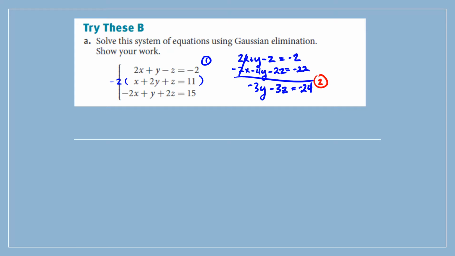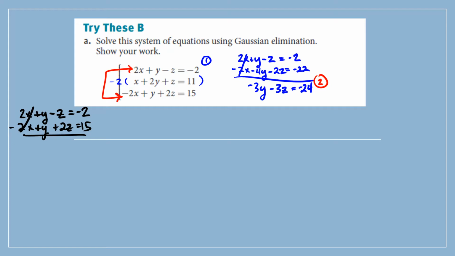Now I'm supposed to use the first one and the third one and eliminate x. You can see that those are already going to eliminate if I just stack them up. So I would have 2x plus y minus z. I'm going to cross my z's so they don't look like 2's. And then negative 2x plus y plus 2z equals 15. So those would eliminate.